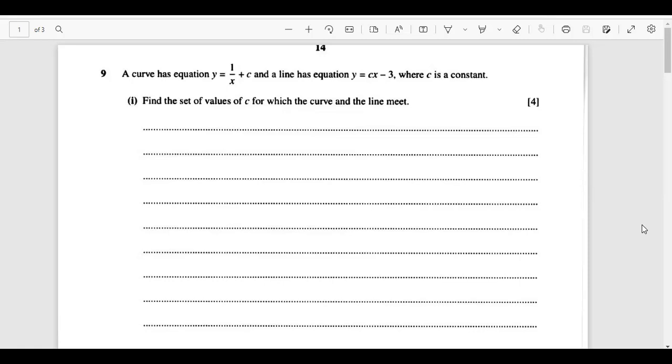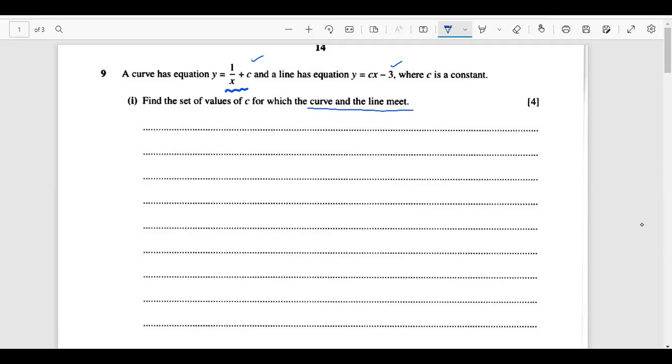Okay. So first of all, this time around, you need to notice one thing, that the equation of the curve is not quadratic, right? But it's completely fine. You will see at the end, once we use both the equations together, you would get a quadratic expression. So this is your curve. This is your line. And what is the condition? The condition is find the set of values of c for which the curve and the line meet.